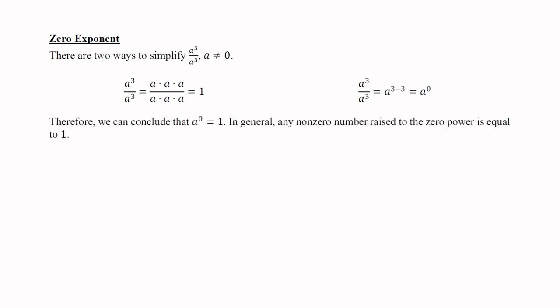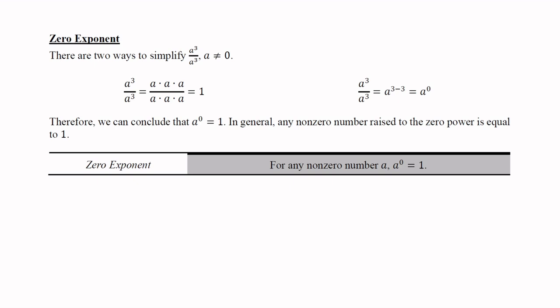The other way to look at this is through the quotient rule. We do a to the 3 minus 3, which gives us a to the 0. Well, since we have a to the 3rd over a to the 3rd equaling 1, and a to the 3rd over a to the 3rd equaling a to the 0, we can conclude that a to the 0 equals 1. In general, any non-zero number raised to the power of 0 is equal to 1. And that is the zero exponent rule. For any non-zero number a, a to the 0 equals 1.